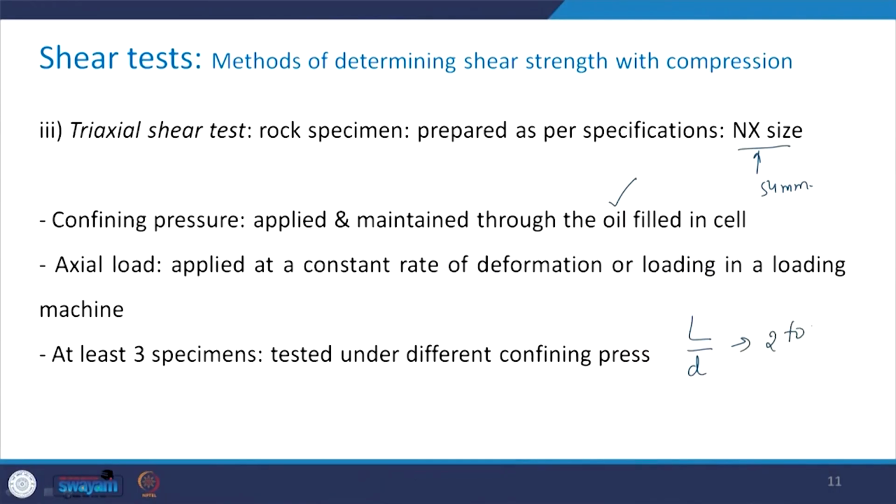At some site it may happen that you will get very few specimens such that their L by D ratio is lying between 2 to 3. So, in that case we do not have much choice. If we want to test, let us say 10 specimens, but we are not able to get those 10 specimens as per the specifications, then at least 3 specimens are required, which should be tested under different confining pressure.